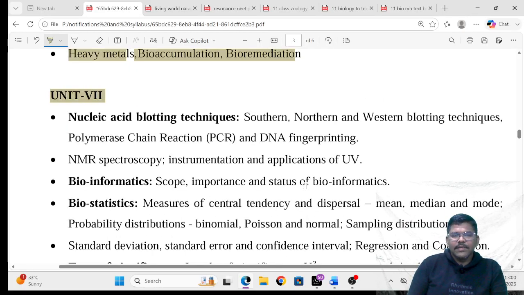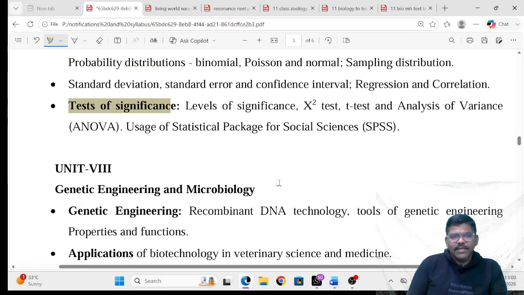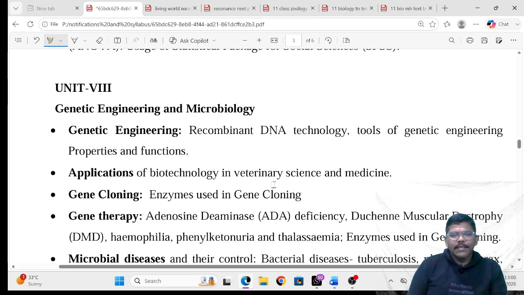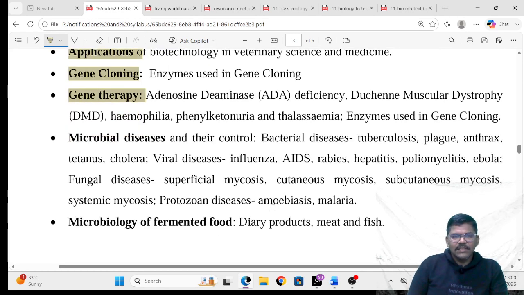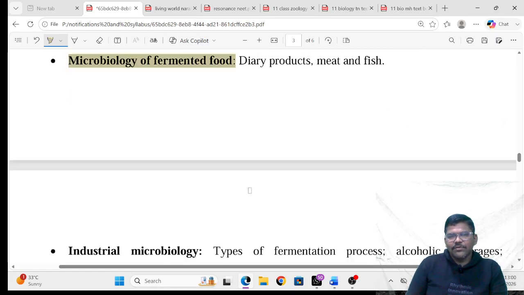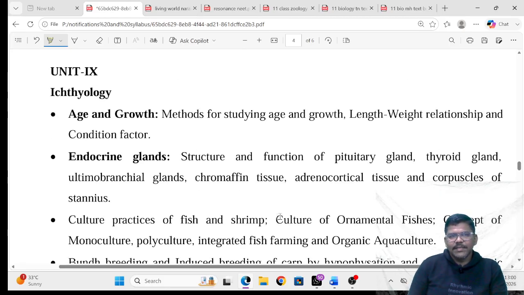And in Unit 7, you need to read nucleic acid blotting techniques, bioinformatics and biostatistics. Then test of significance needs to be read. Next, in Unit 8, you need to read genetic engineering and microbiology. In genetic engineering, applications, gene cloning, gene therapy. Gene therapy means therapy with the gene. Microbial diseases, microbiology of fermented food. And apart from that, industrial microbiology needs to be read.